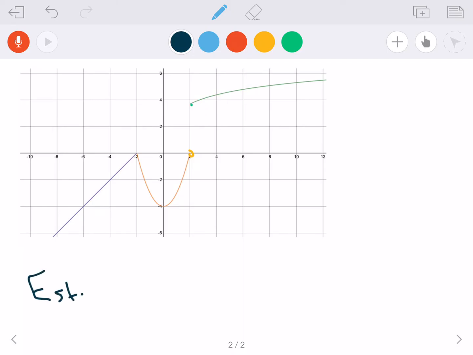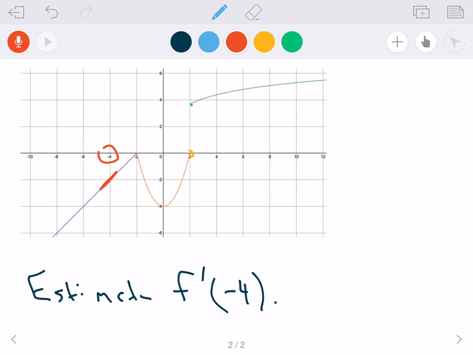Estimate the derivative at x equals negative 4. And you say, but wait, I don't have an equation. How am I supposed to find the derivative? This question's asking, do you know what a derivative is? And the derivative is the slope. So I go to the x value of negative 4, and I want to estimate that slope right there.